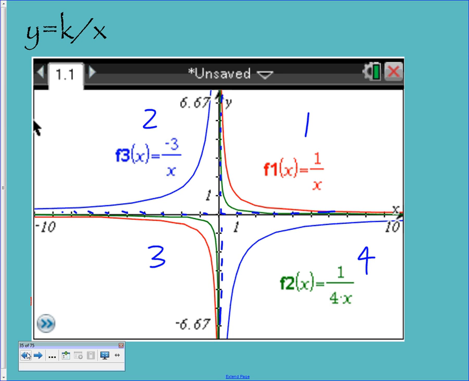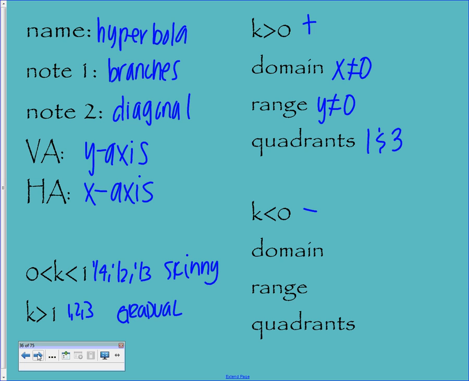So we can see that's in quadrants 2 and 4. And again, it's got the same idea about domain and range, it's just in the opposite quadrant. So x cannot equal 0 and y cannot equal 0, and that's quadrants 2 and 4. So those are the qualities of a hyperbola. So flip over, and the other one we're going to look at is k divided by x squared.